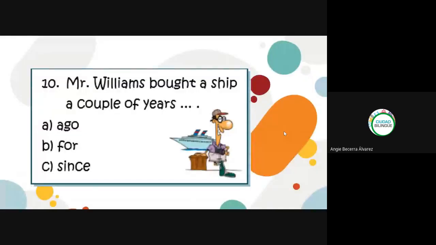Now this one. Mr. Williams bought a chip a couple of years. A, B, or C? Ago. Ago, teacher. What about Susana? What about Yoka? What about Miguel? Ago. Perfect. So it was ago. Yes. Porque es pasado simple. Miren, Mr. Williams bought a chip a couple years ago.